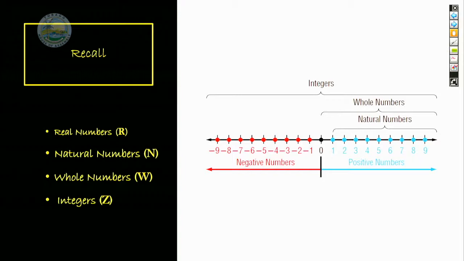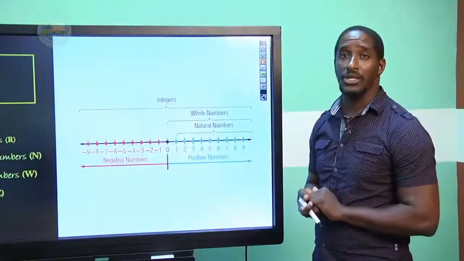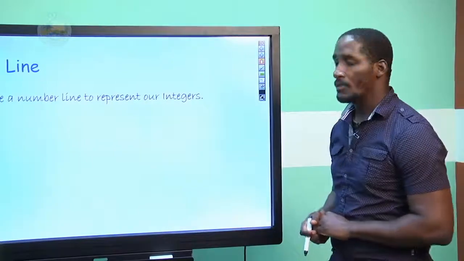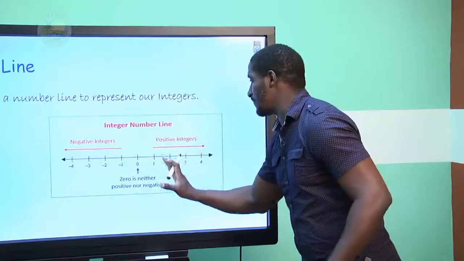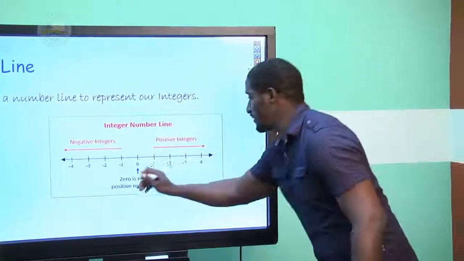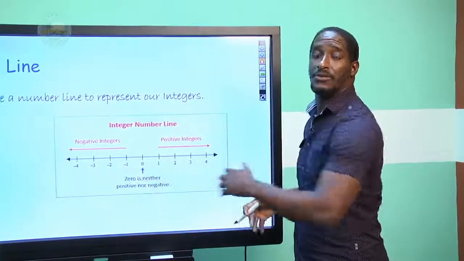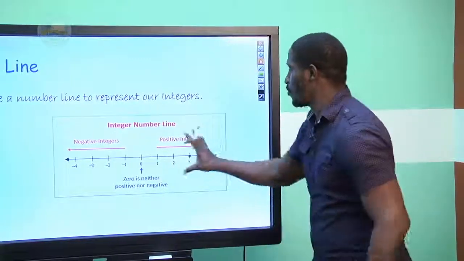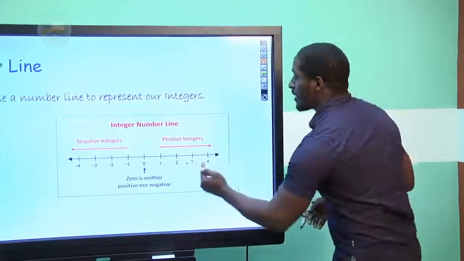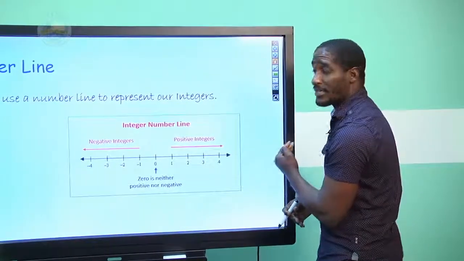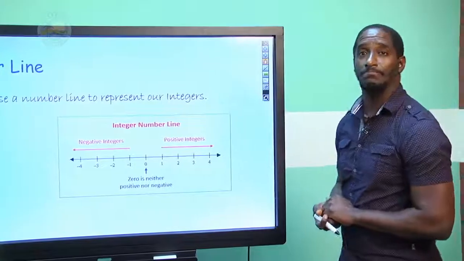And for what we are to do today, our number system was again expanded to include the set of integers. Integers are your whole numbers and your negative natural numbers. That's your set of integers. Now on a number line, we can see our integers. The positive integers are to the right of 0. The negative integers are to the left of 0. I know that you would have worked with a number line before involving whole numbers and natural numbers, and so you know that as we move to the right, our numbers are increasing. As we move to the left, our numbers are decreasing.